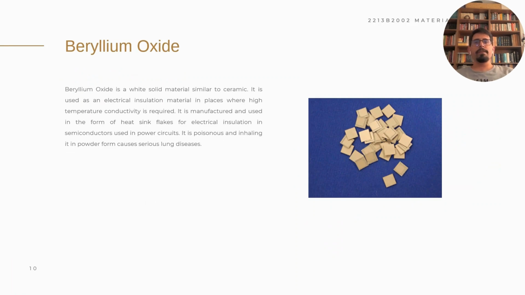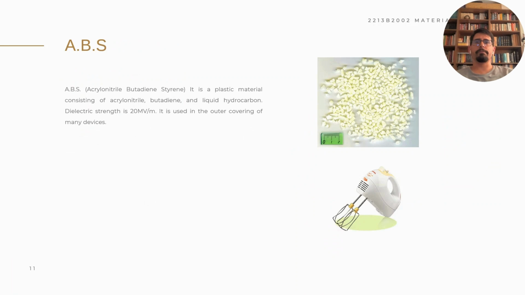Beryllium oxide. This material is a white, solid substance that looks and behaves similarly to ceramic. It's known for its excellent insulating properties, especially in situations where high thermal conductivity is also needed. That makes it perfect for use in high-power electronic circuits, particularly in the form of heatsink flakes used for insulating semiconductors. But there's a serious health warning here. Beryllium oxide is toxic. If its powder is inhaled, it can cause serious lung diseases. So, while it's a powerful and effective insulator in the right applications, it has to be handled with extreme care.